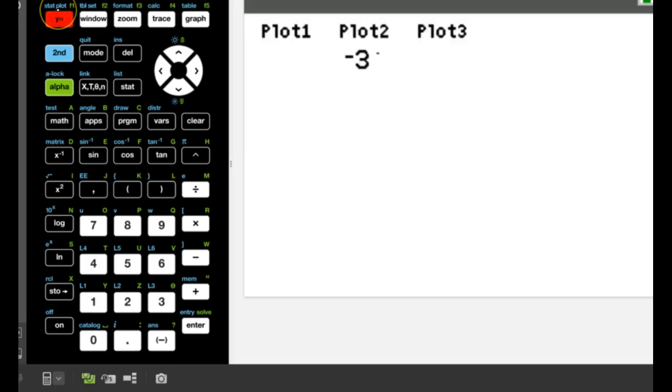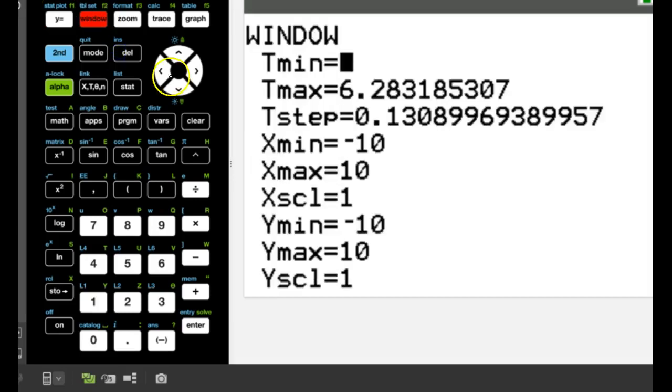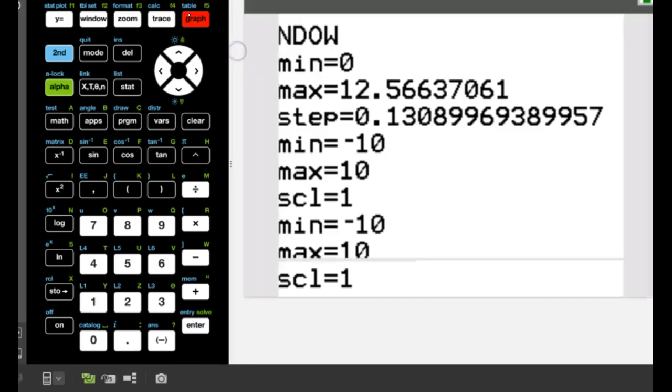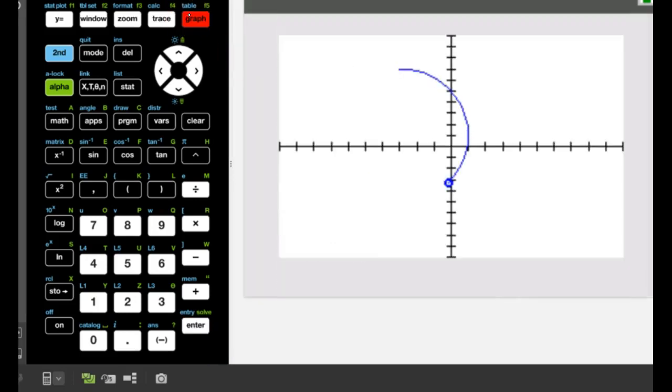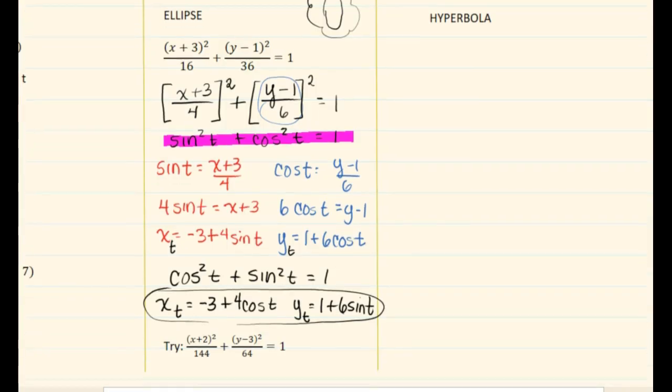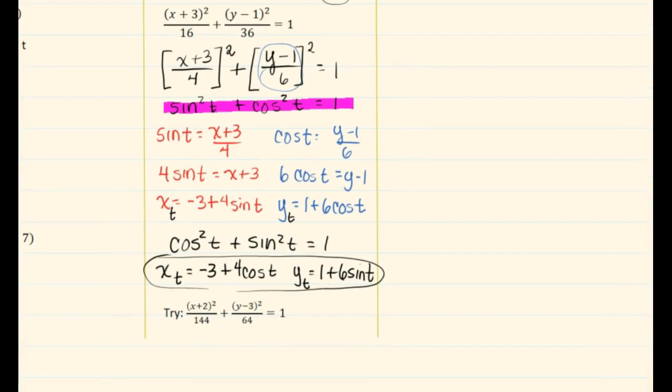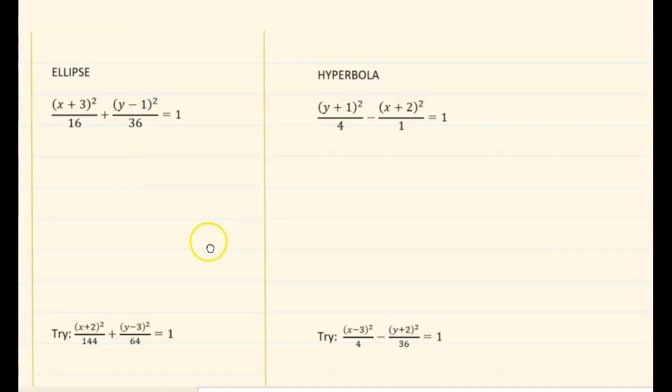I also want to show you what happens when I change my window from 0 to 2 pi to 0 to 4 pi. I'm going to keep the same increments and we're going to see what happens when we graph. So it went around once and it went around twice. And same thing's happening to the red one, going around twice. So from here you can try it on your own with this new equation down here.